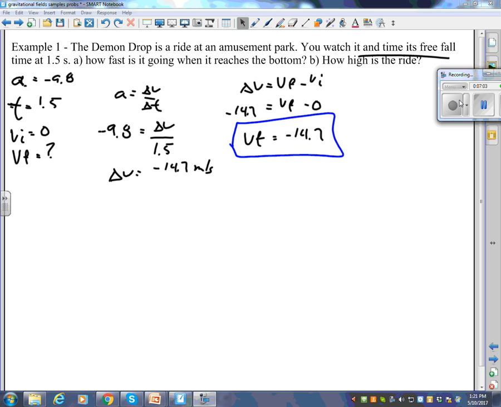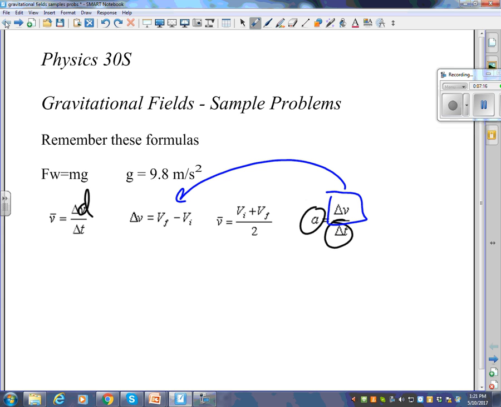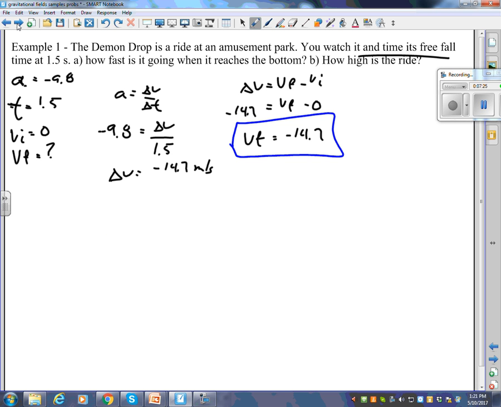Okay, so now, oh, Cole's got a question. No, not like that. So now we're looking at how high is the ride. And because it's a D value, we're going to need the one that has V bar in it, right? We're solving for D. So we need V bar.